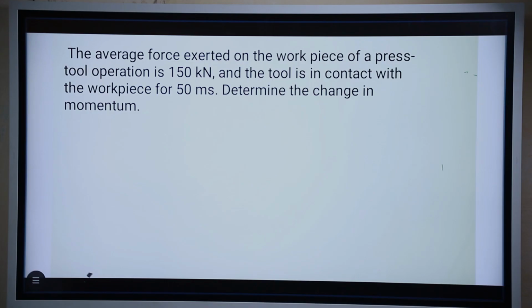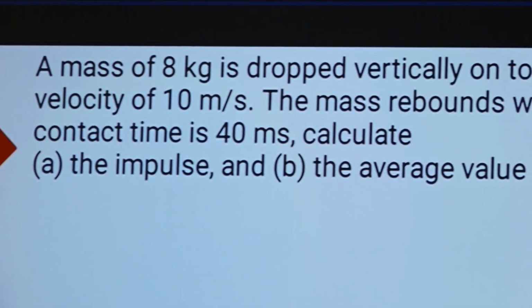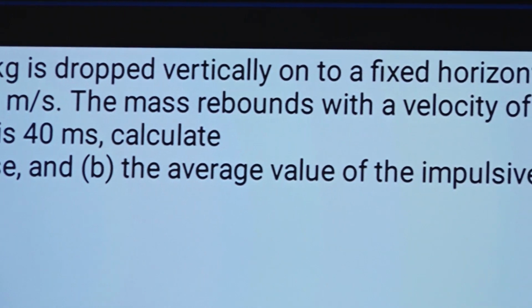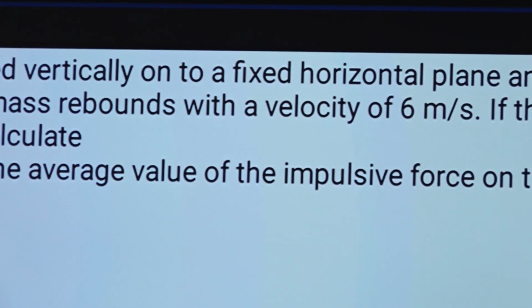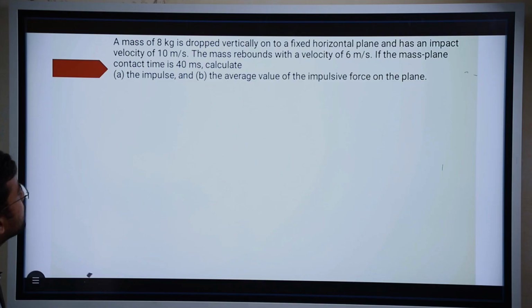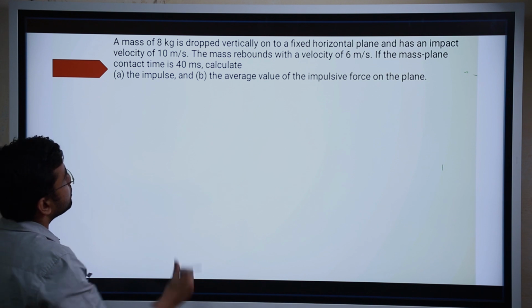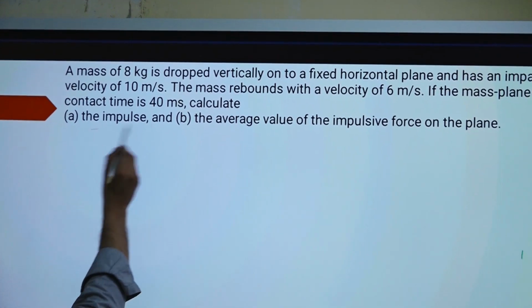Let us move to the next question. A mass of 8 kg is dropped vertically onto a fixed horizontal plane and has an impact velocity of 10 meter per second. The mass rebounds with a velocity of 6 meter per second. If the mass-plane contact time is 40 millisecond, calculate the impulse, right. Okay, so let us find out the impulse for this numerical.